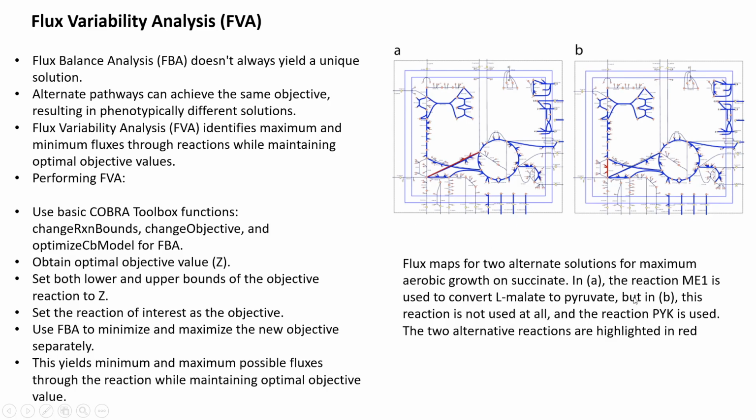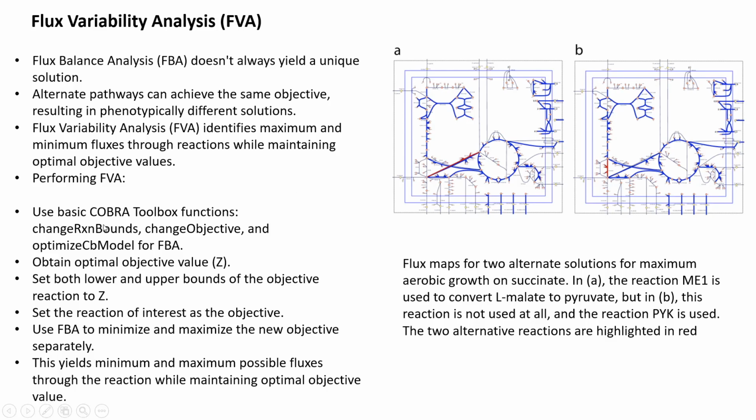How are they different? In the first one, the reaction ME1 is used to convert malate to pyruvate, but in the second one, this reaction is not used at all, and the reaction PPK is used. These two alternative reactions are highlighted in red. So this is one alternative, and the other alternative is this. So these are two different solutions for the same optimizing problem. Now, how do you do the FBA on this? You have your Cobra toolbox.